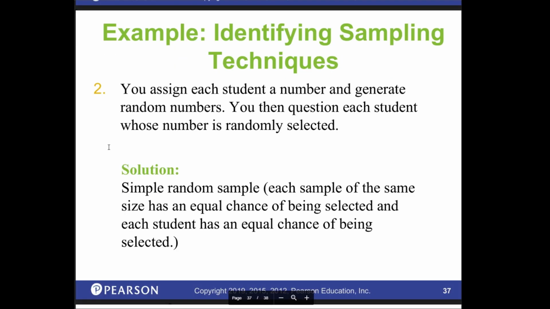And then we have a second example. You assign each student a number and generate random numbers. You then question each student whose number is randomly selected. So this would be a simple random sample, where each sample of the same size has an equal chance of being selected, and each student has an equal chance of being selected.